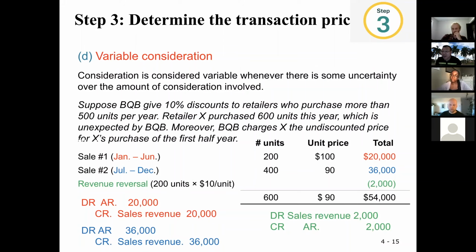Information, you are able to make adjustment. So this green color information is the adjustment, right? Revenue reversal. Very good. Okay. So no questions. I'm gonna move on.